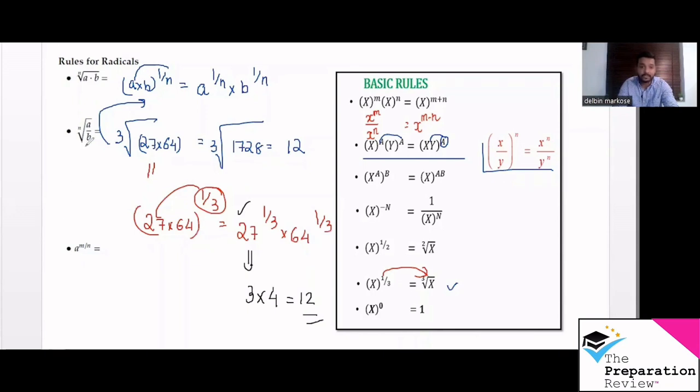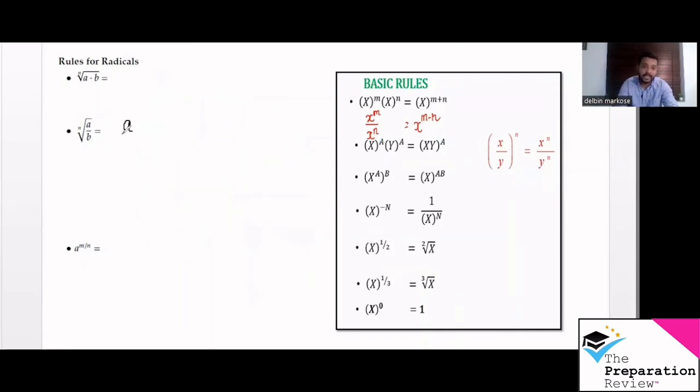Same thing we can do for division also. Nth root of a by b, I can write it as a by b raised to 1 over n. Same, we can distribute the 1 over n. Same thing, a raised to 1 over n divided by b raised to 1 over n. Same as we discussed, just multiplication and division. Addition and subtraction, we cannot apply this rule.